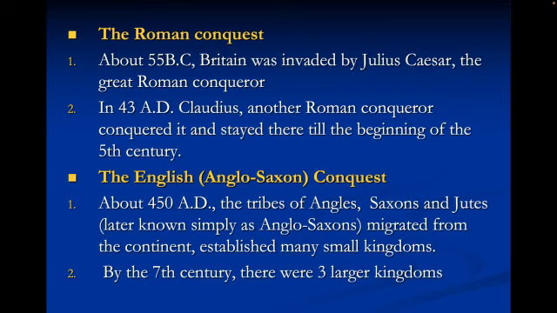Now, with the Roman conquest at about 55 BC, Britain was invaded by Julius Caesar, the great Roman conqueror. And in 43 AD, Claudius, another Roman conqueror, conquered it again and stayed there till the beginning of the 5th century. But around 450 AD, the tribes of Angles, Saxons, and Jutes, later simply known as the Anglo-Saxons, migrated from the continent and established many small kingdoms. And by the 7th century, these small kingdoms became the 3 larger kingdoms.